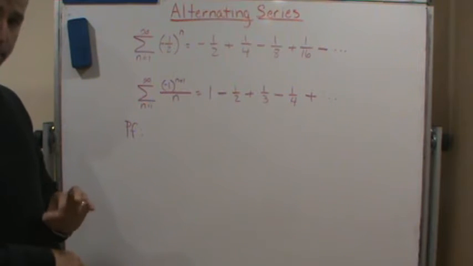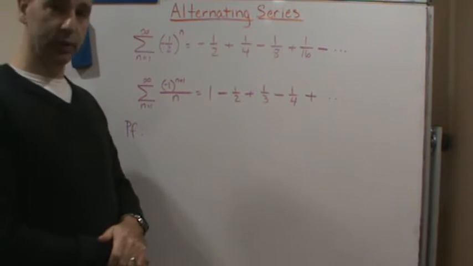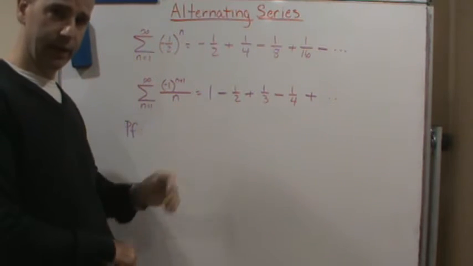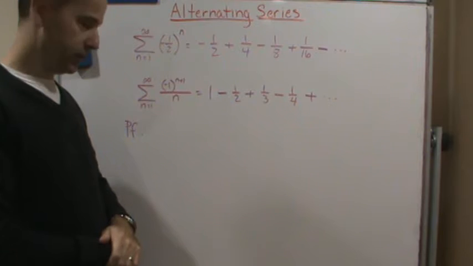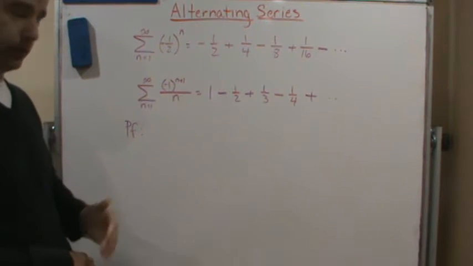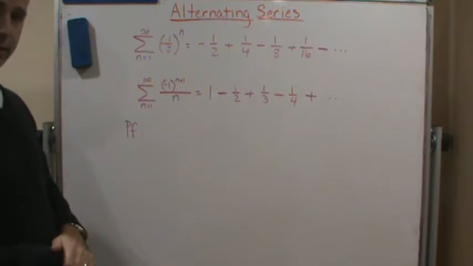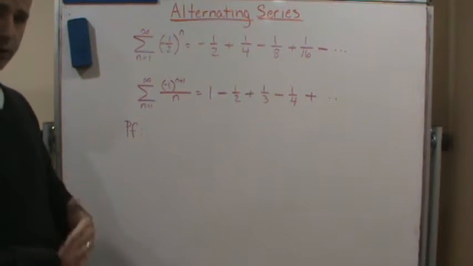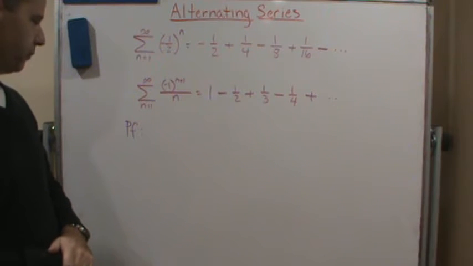Now, the harmonic series, as we know, is a divergent series, but it turns out that the alternating harmonic series is a convergent series. So we're going to show the proof of that, and then this proof can be generalized to show the convergence of general alternating series. And I'll explain that a little later.